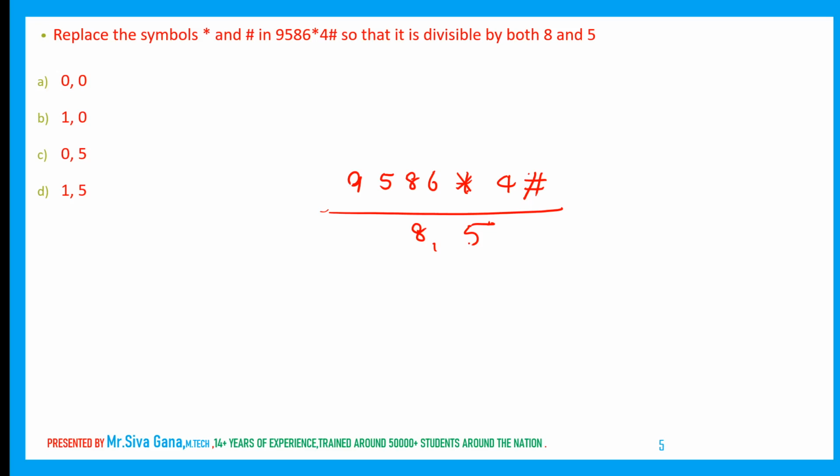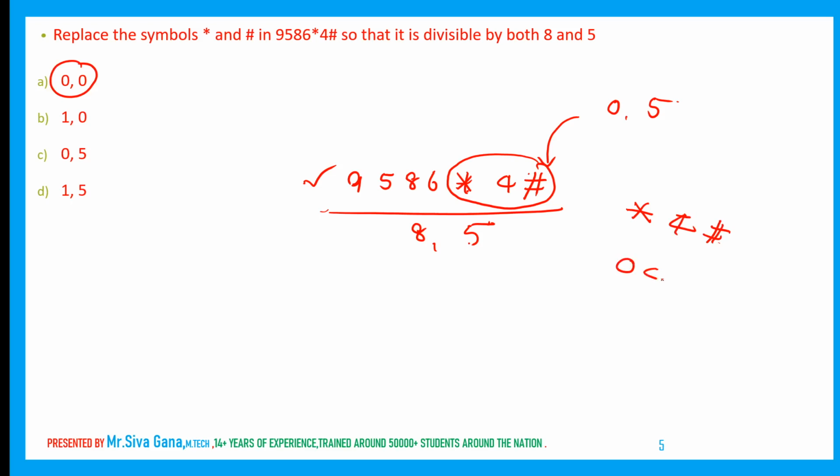So this is divisible by 5, so definitely the unit digit will be 0 or 5. And since this number is divisible by 8, what is the divisibility rule of 8? The last 3 digits. So star 4 hash. Let us make use of the options. If I take the first option, 0 4 0, it is divisible by 8 and divisible by 5. Finish. Answer.